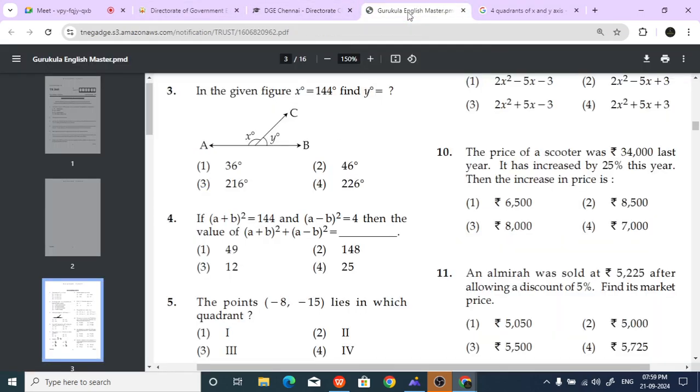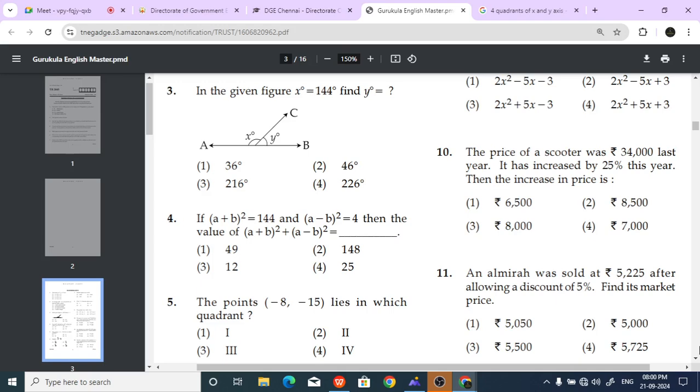Okay, we'll go to the next question. Now you read question number 11. Somebody can read this. Quick. Somebody can read question 11. Okay, I will read. An Almira was sold at 5,225 after allowing a discount of 5%. Find its market price. How will you find?